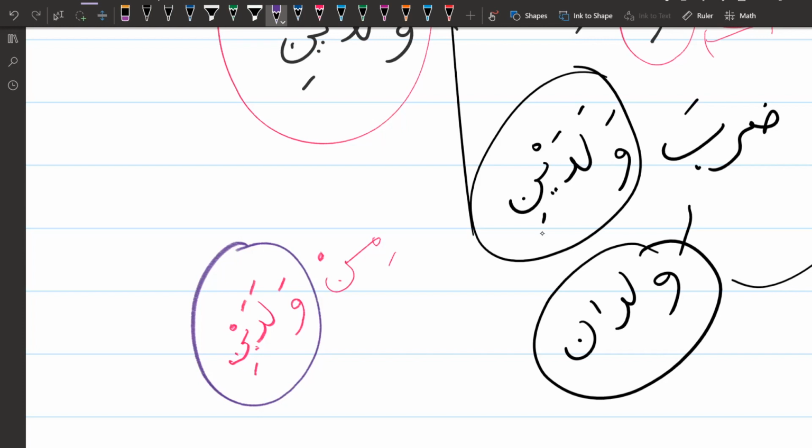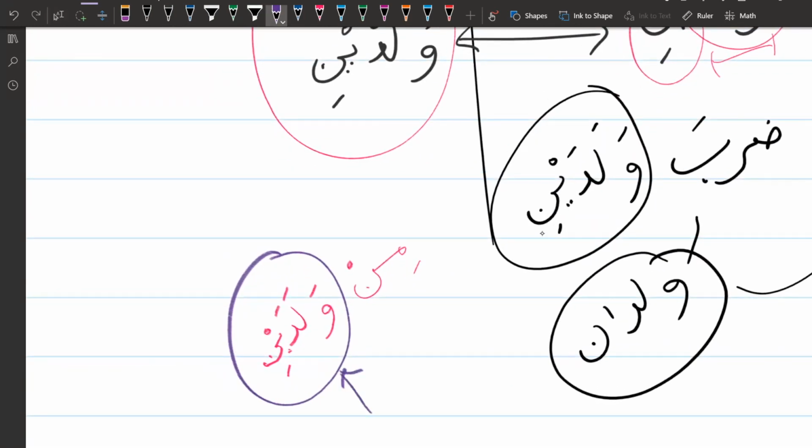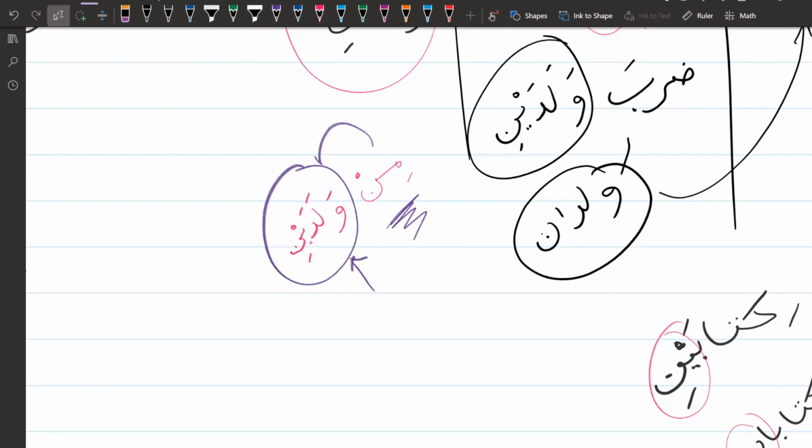How do you know? Because they're both the same. Accusative and genitive have the same form. So how do you know this is genitive? Yes, that's simple. Because you see "min", there's no confusion. Nobody will be confused. After "min", you know this is going to be the genitive case. Just like when you have idafa, then you know that the other word would be the genitive case.